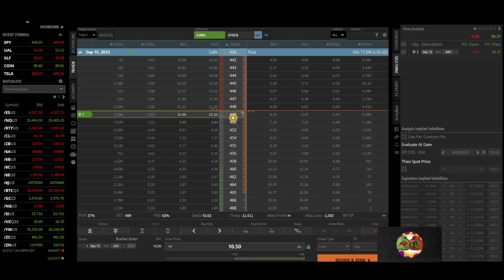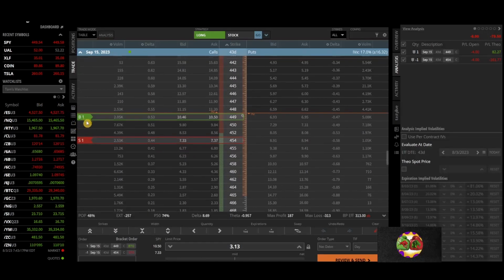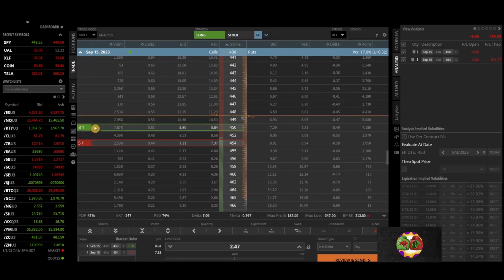So we're at 449. Let's go out $5. Sell, damn it. All right, so there we go. 454 to 449. That is a $5 wide spread. Don't believe me? All right, fine. I'll make it a $5 wide spread by going down to the 450.